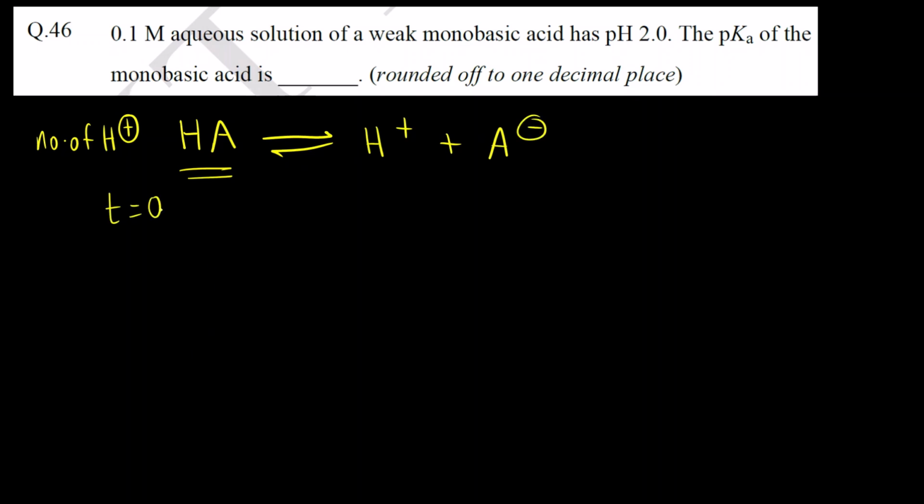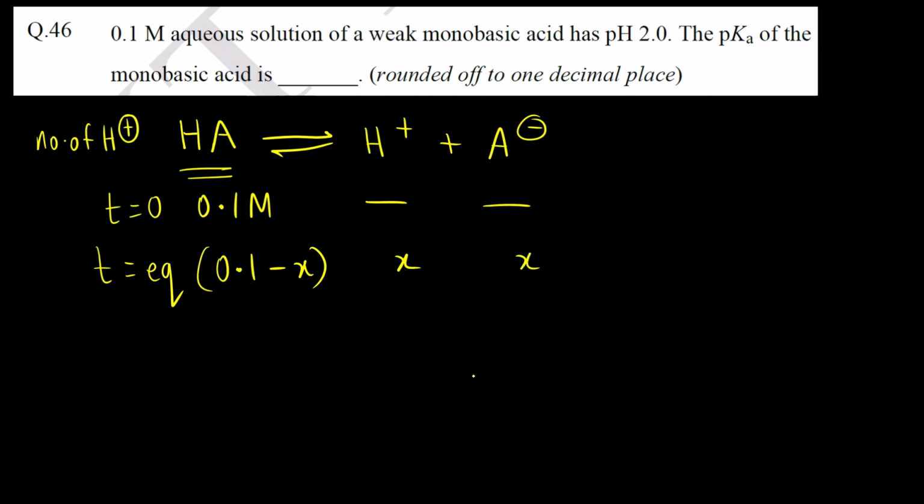So at t is equal to 0, what is the concentration? 0.1 molar. This is 0, this is 0. At equilibrium, this will become 0.1 minus X. Some amount has reacted. Okay, H plus is X, A minus is also X. Okay, and what else is given to us? pH is given, pH is 2.